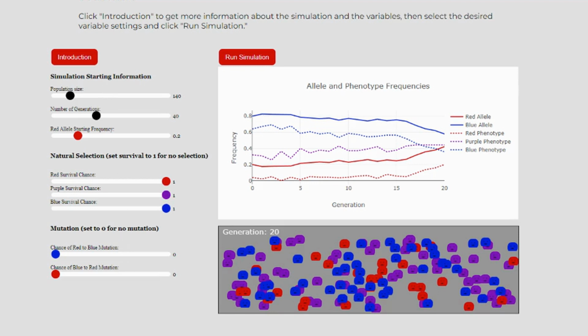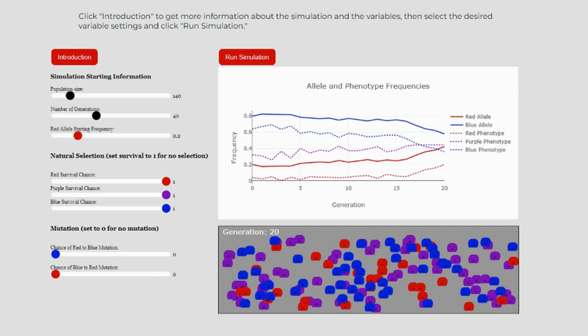For this lab, you will only be using the simulation starting information. Both the natural selection settings and the mutation selections should not be changed. Verify the natural selections are all set to 1 and the mutation settings should be at 0. There will be no selection and no mutation in today's activity. Your generation number should be set to 40, and then you will change your population size and red allele starting frequency based on the lab instructions.